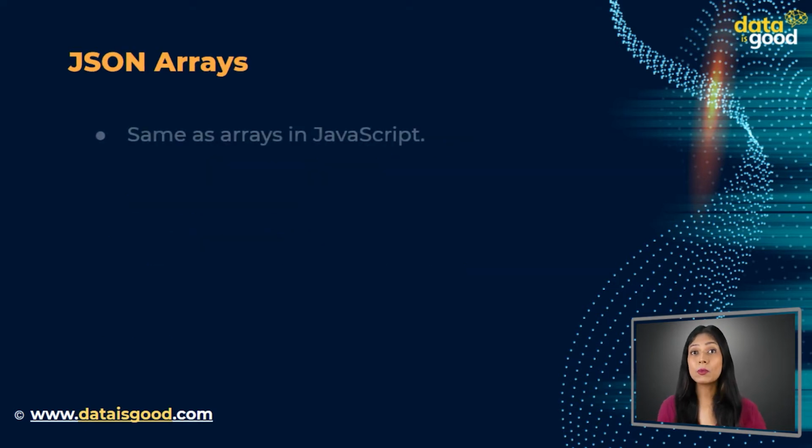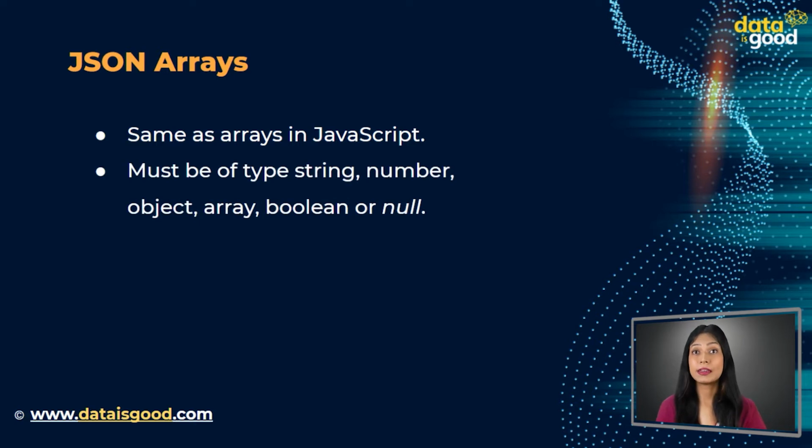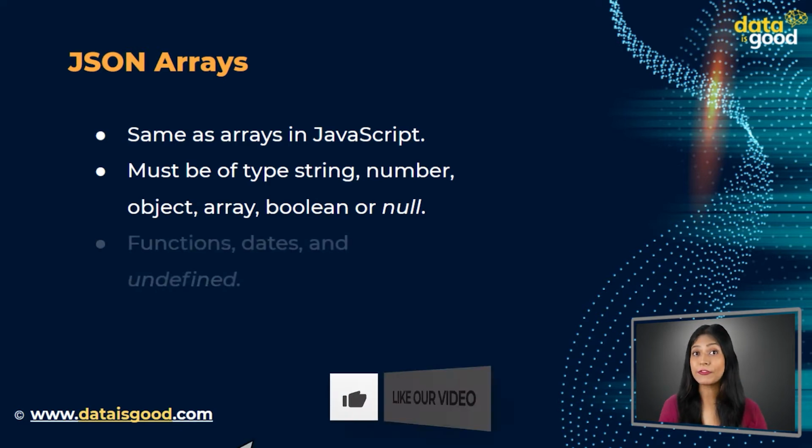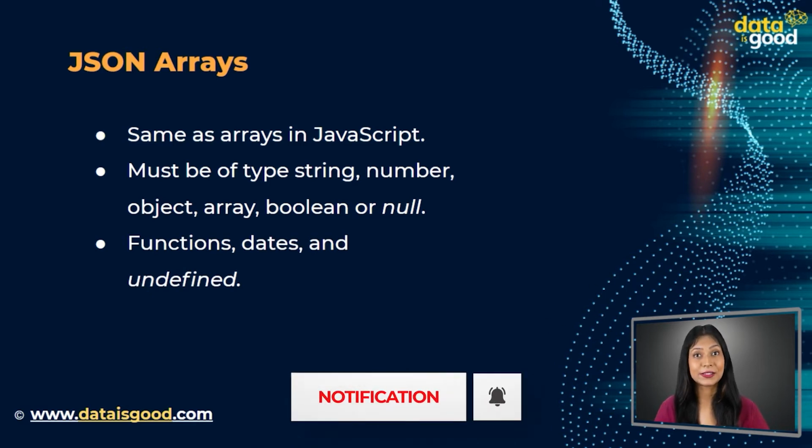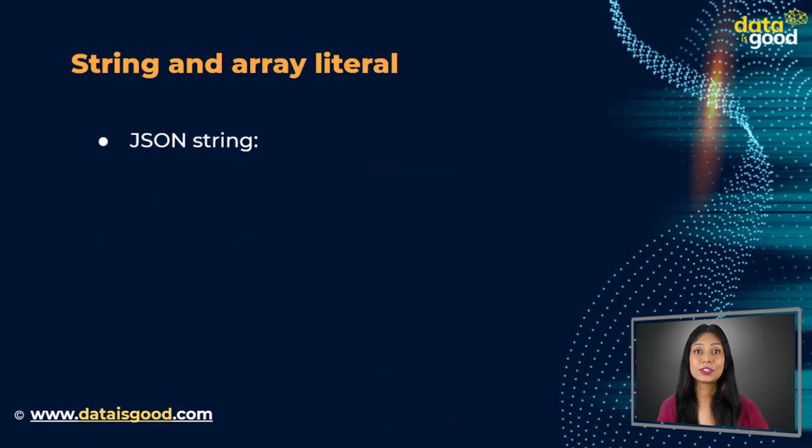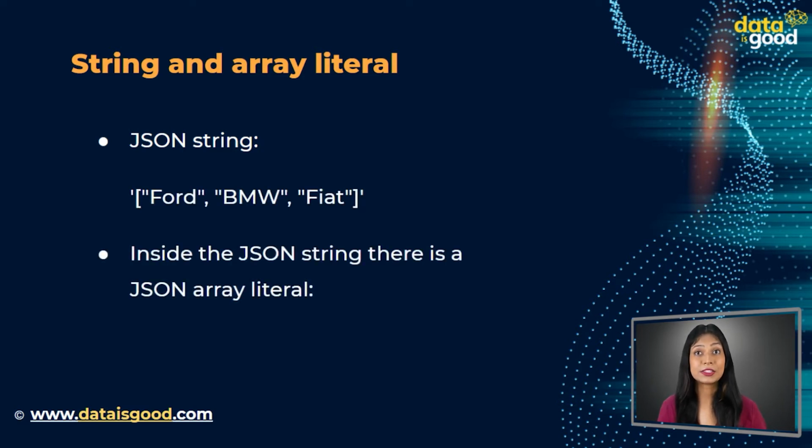Arrays in JSON are almost the same as arrays in JavaScript. In JSON, array values must be of type string, number, object, array, boolean, or null. In JavaScript, array values can be all of the above plus any other valid JavaScript expression, including functions, dates, and undefined. This is a JSON string: Ford, BMW, Fiat. Inside the JSON string, there is a JSON array literal: Ford, BMW, Fiat.